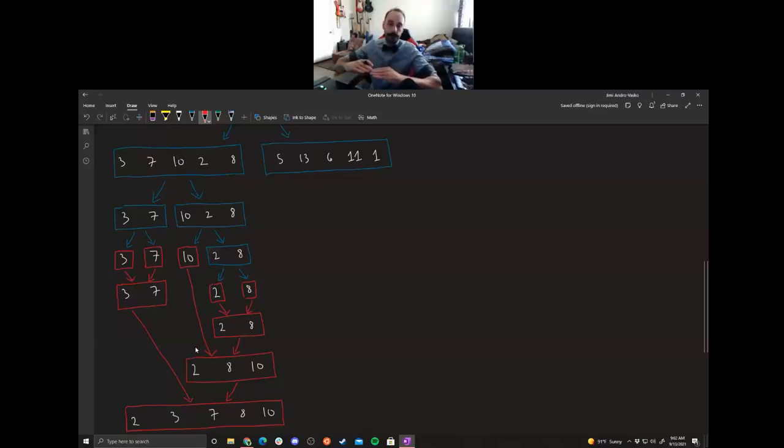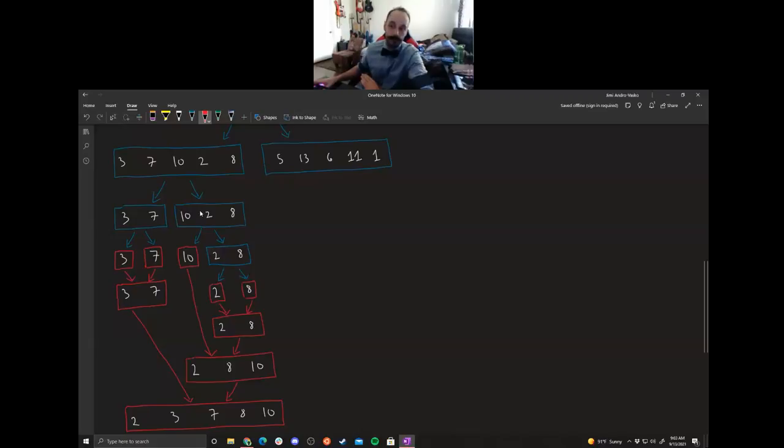We return back to the previous function call, and a sorted list is returned back. And we go ahead and merge that. So here, we had 3, 7, 10, 2, and 8. We called merge sort on the left side, right side, and eventually it returned back 3, 7 to us. Then it returned back 2, 8, 10 up to us.